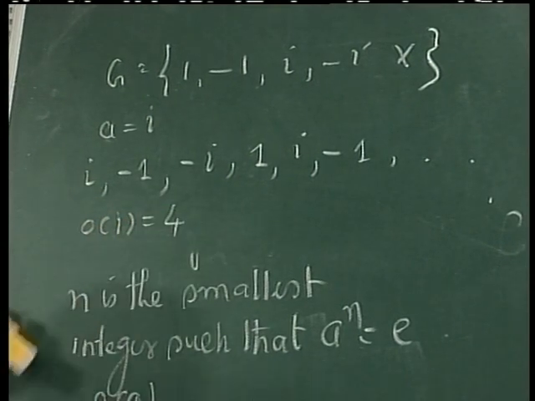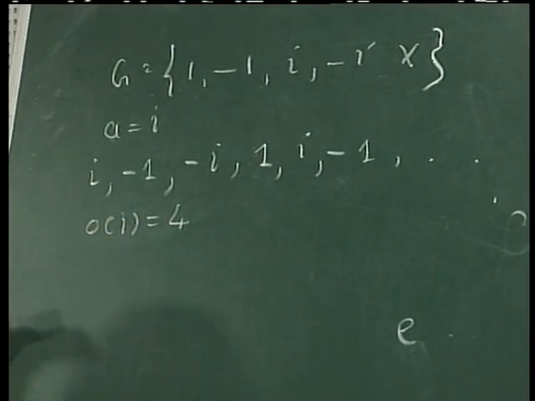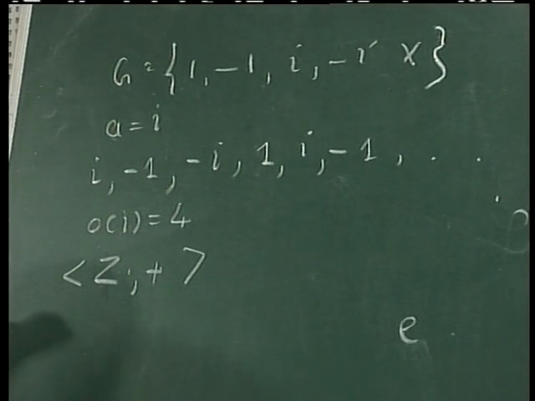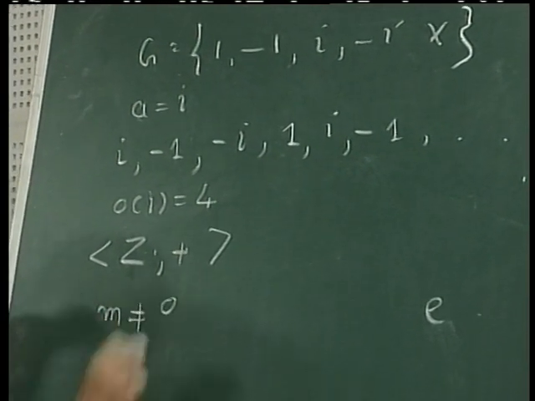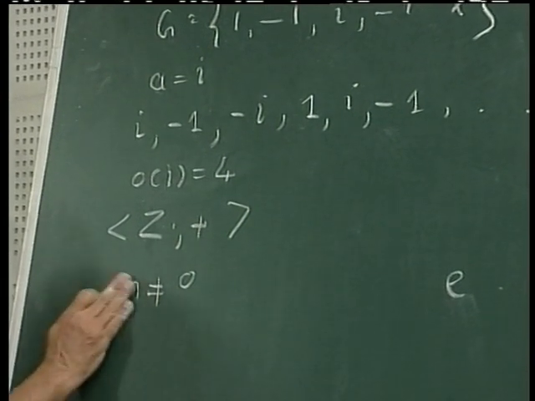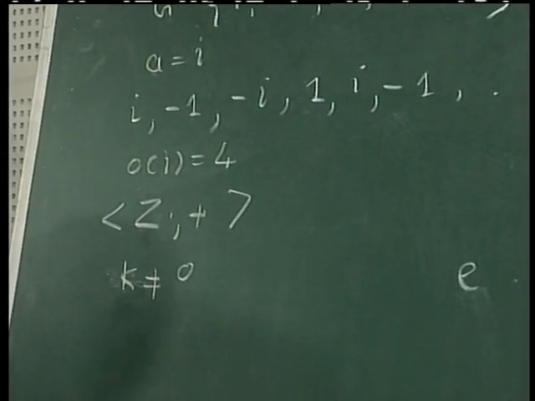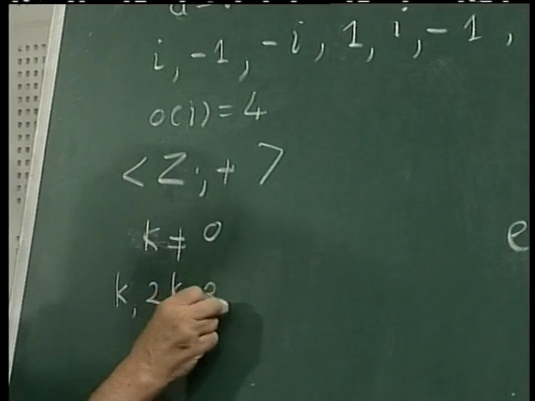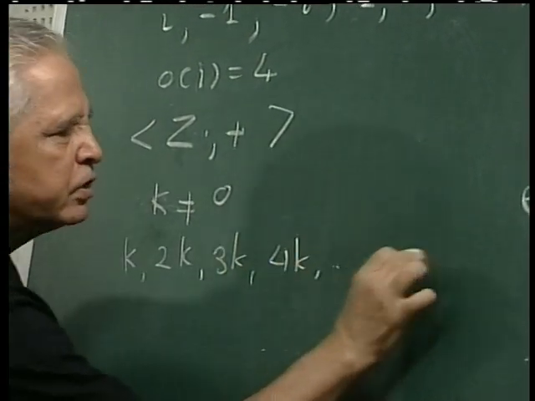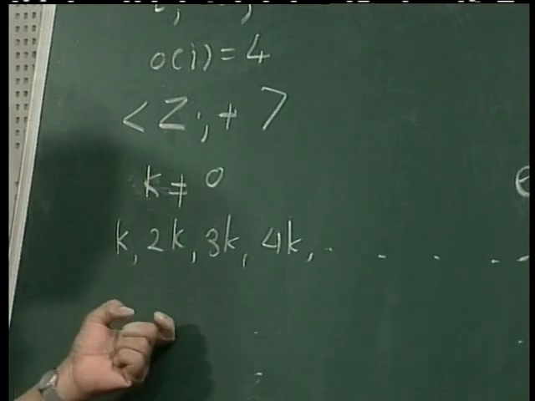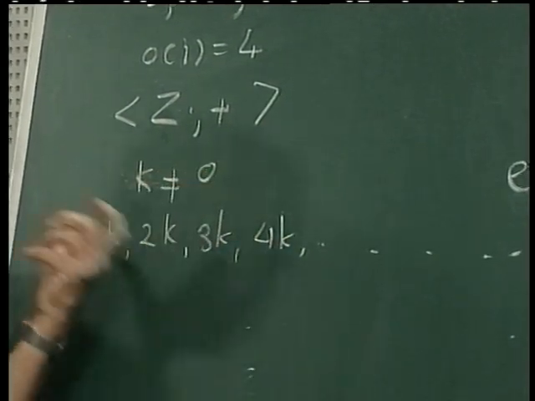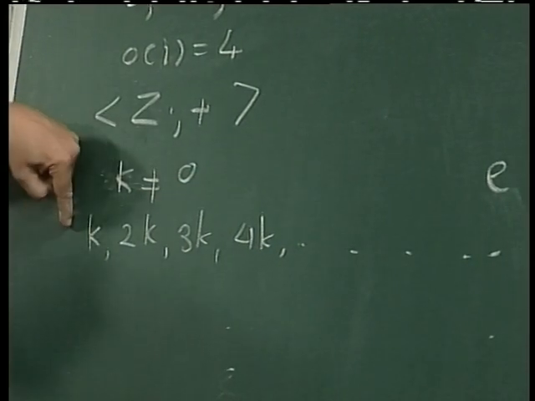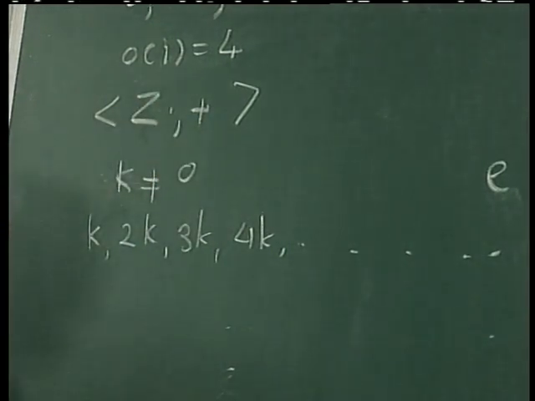and that implies that order of i is equal to 4. But if we take this group, set of integers under addition, and let us take any integer k different from 0. And now we take the powers, then k square means here 2k, 3k, 4k, and so on. That means k is an integer different from 0, and so we will never get 0 in this sequence, and that implies that order of k is 0 or infinity.